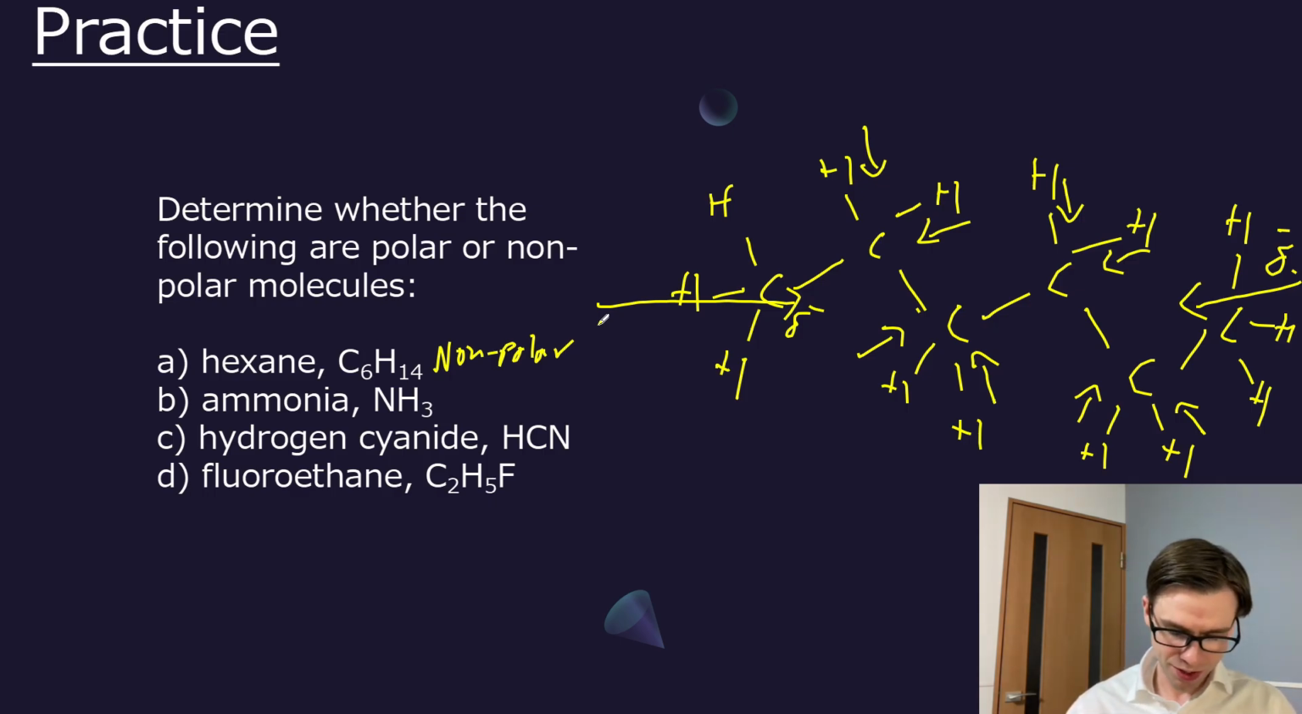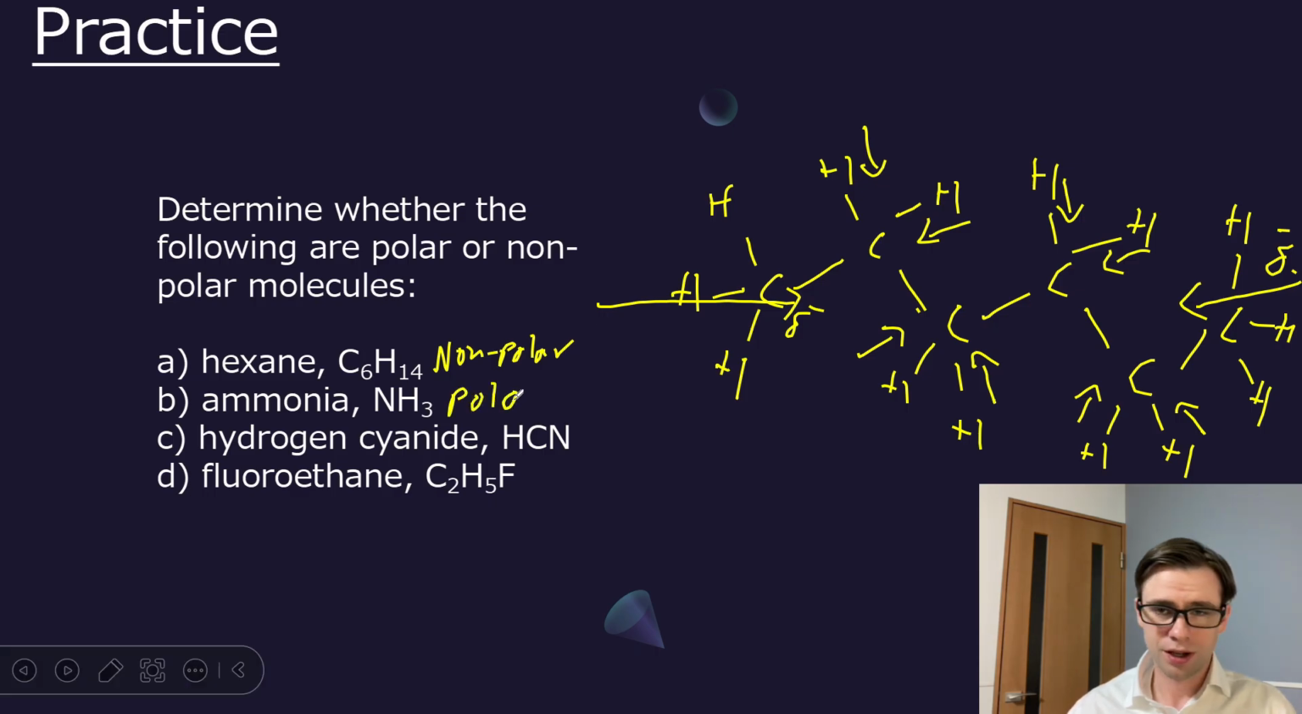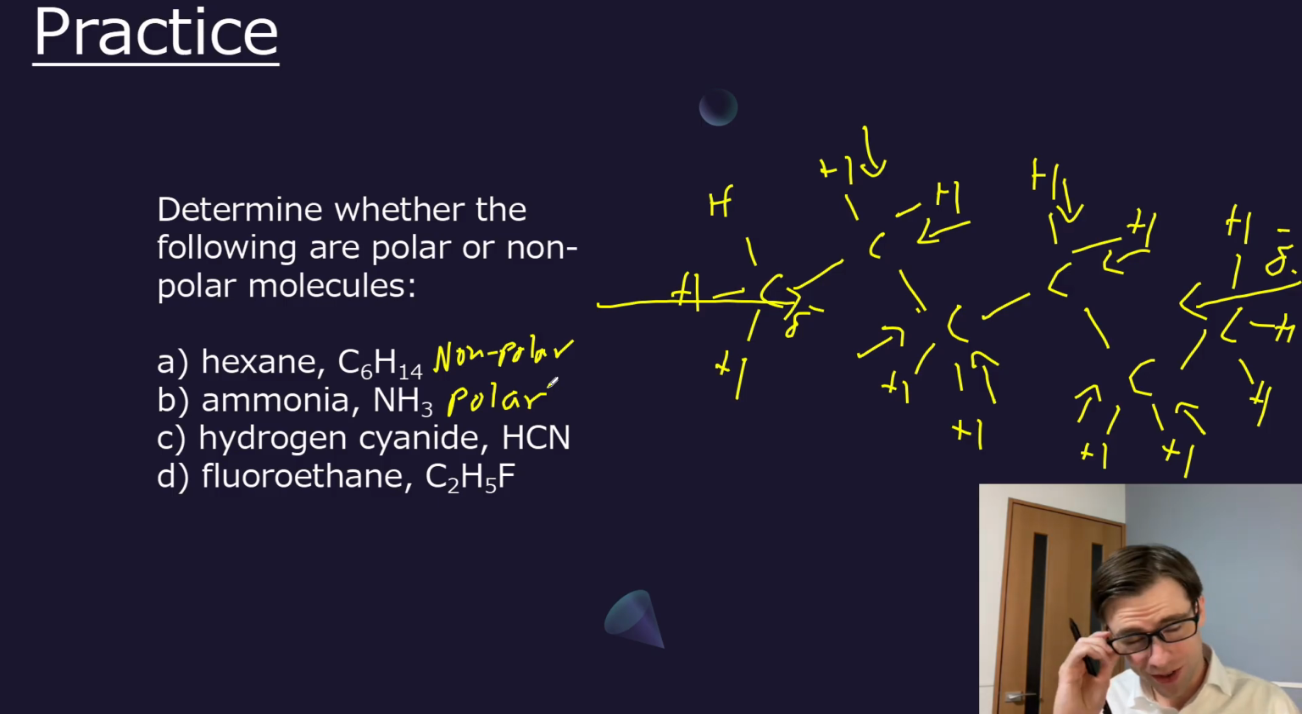Ammonia, NH3, we've just done that. We've seen it is definitely polar because there's a concentration of negative charge on the lone pair, and the geometry and the polarity of the NH bonds makes it polar. I'm not going to draw that again. I've drawn it on a previous slide. You can just go back in the video.